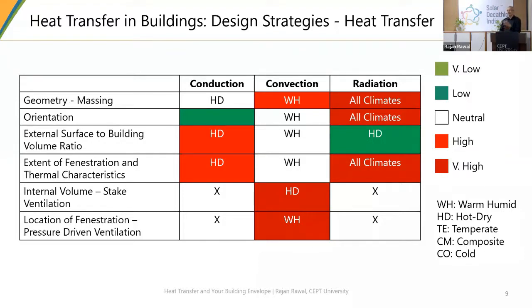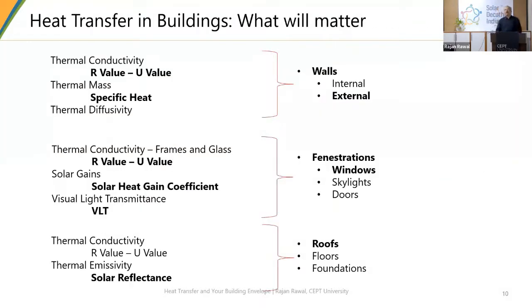I'm sure there would be a lot of questions raised based on these two slides which I showed right now. Now, what will matter in terms of thermal properties of a material, and this is where I have tried to put at least three elements. Wall, we are more talking about external walls than internal walls. Fenestration, and again, focus is more on windows. And on a roof, it's more about roof and not really floors and stuff like that.